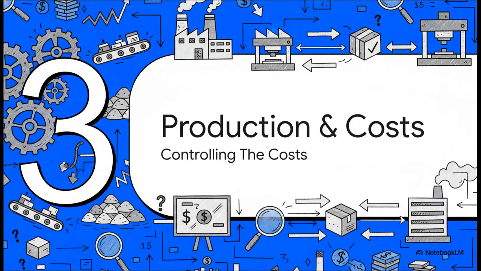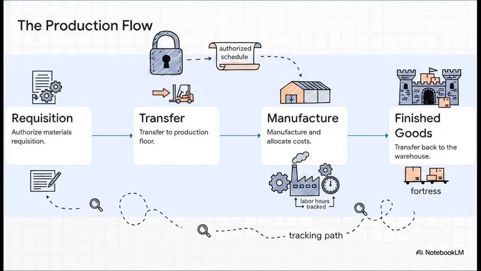Section 3. Production, controlling the costs. We're moving from simple storage onto the factory floor, and this is where cost accounting gets highly complex. Think of this linear flow as the life cycle journey of a product. Every single step here requires specific authorization and tracking. We don't just guess what to build. Production is driven by an authorized schedule. Raw materials are requested via a requisition form, they get transferred, goods are manufactured with labor hours strictly tracked, and finally, the finished product is sent right back to the warehouse fortress.